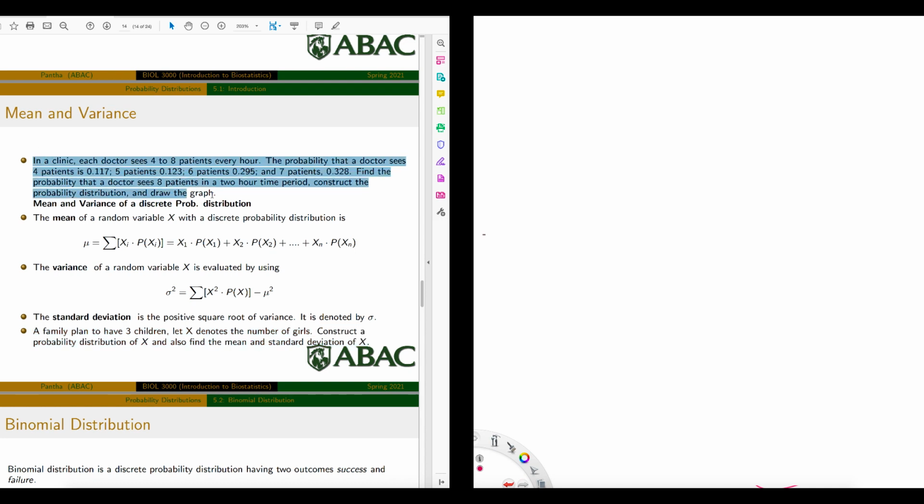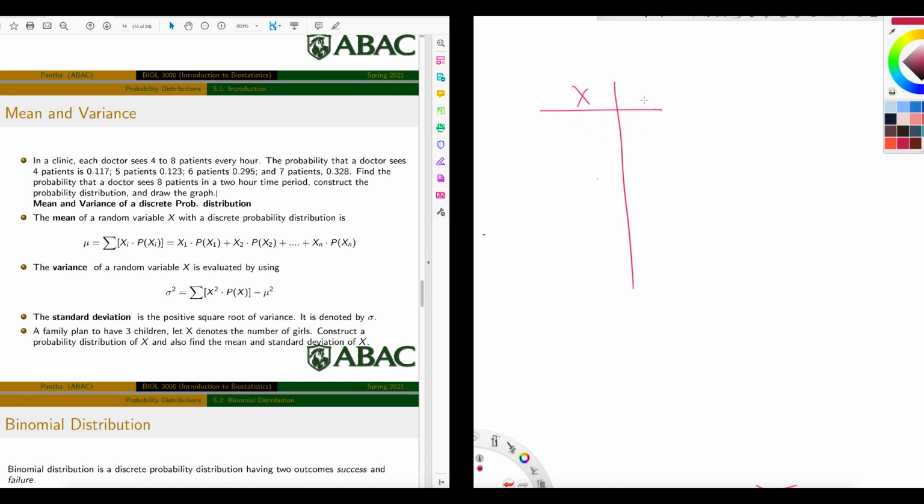One thing this example asks is to construct the probability distribution. It says in a clinic a doctor sees 4 to 8 patients, so x can be the number of patients a doctor sees: 4, 5, 6, 7, or 8 patients in an hour. The probability that the doctor sees 4 patients is 0.117. 5 patients is 0.123. 6 patients is 0.295. 7 patients is 0.328. And it is not given for 8 patients. Find that probability.